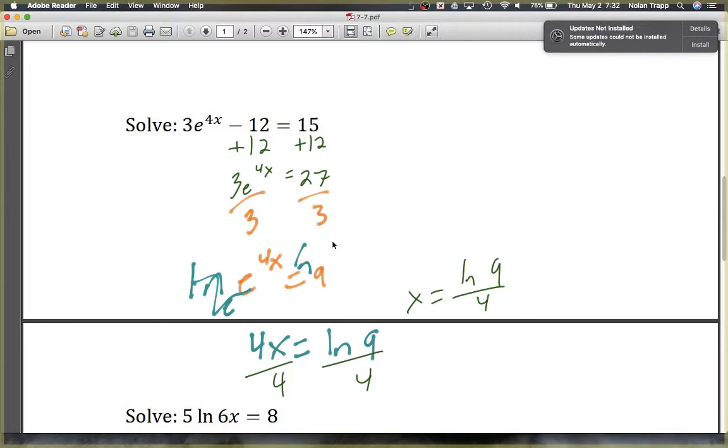Unless my calculator doesn't have natural log on it. Oh, there it is. Natural log of 9 in my parentheses and divide by 4. I get an answer of 0.549306, whatever I have to round to, obviously. I could do from there.